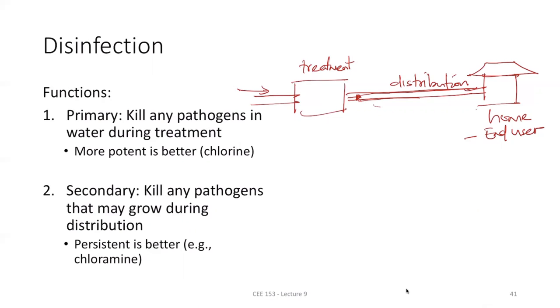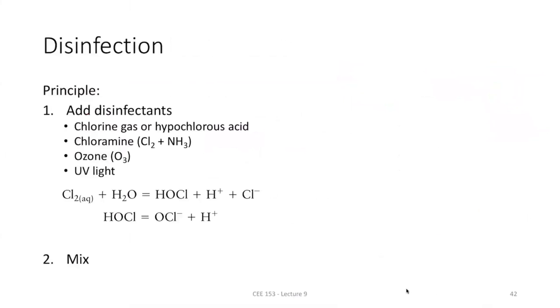So it's very important to have a disinfectant which is persistent as opposed to potent. If you use something very reactive here, it will be destroyed within a few minutes. That means it will not stay effective until the end of the entire distribution time. So you have to think about what kind of disinfectant you want to use. There are multiple types of disinfectants: chlorine gas and hypochlorous acid. Chlorine gas is basically Cl2.